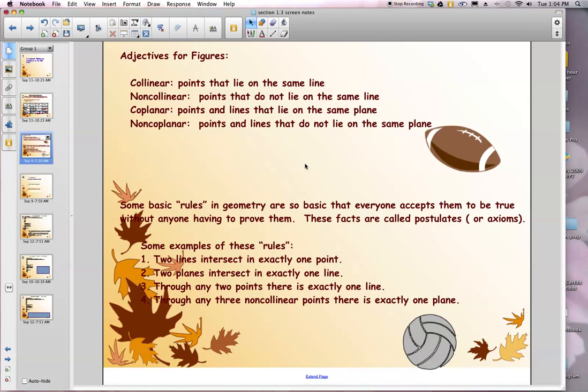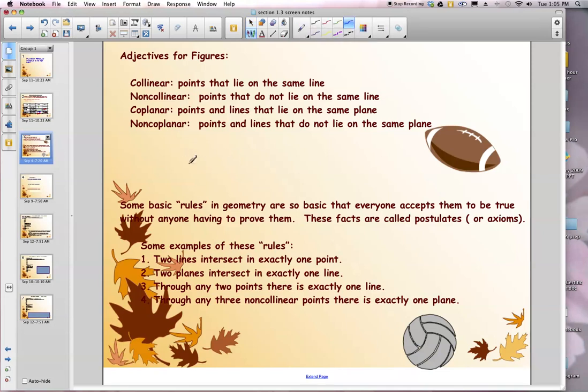The rest of the terminology that we're going to talk about: we just talked about non-collinear, so not together on a line. There's collinear, which means that they're together on a line. There's coplanar, which means points or lines that lie in the same plane. They're in the same flat surface. And non-coplanar would be points or lines that do not lie in the same plane.